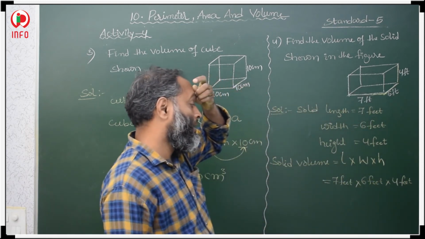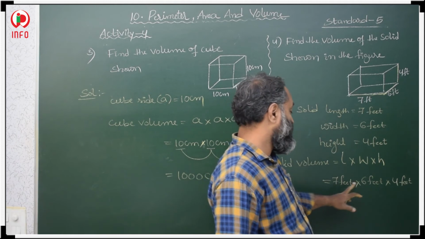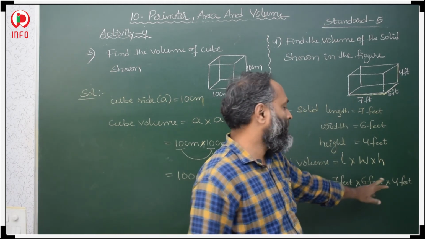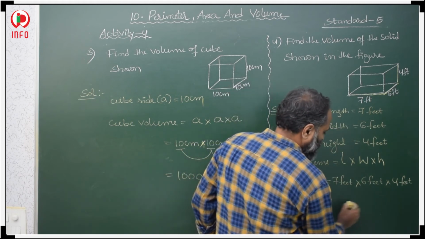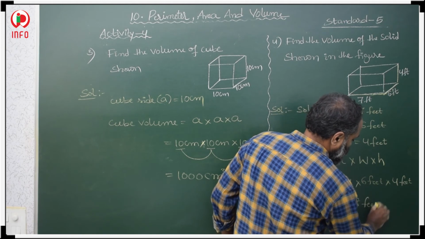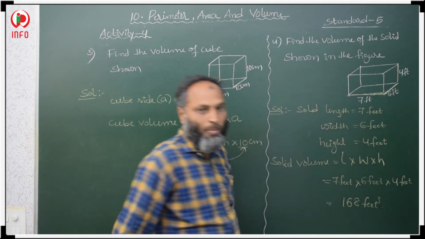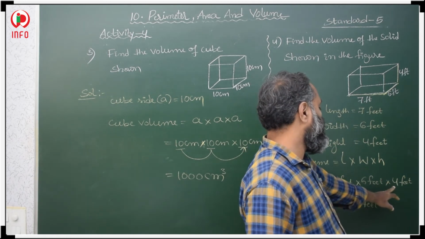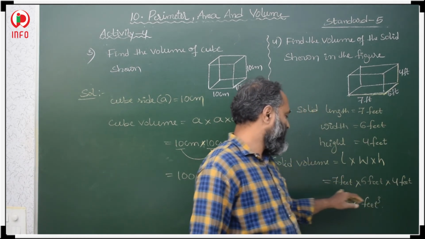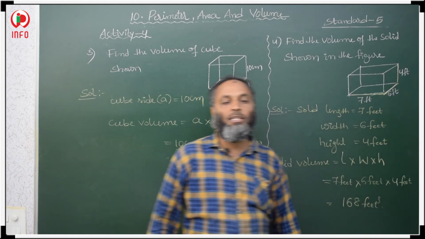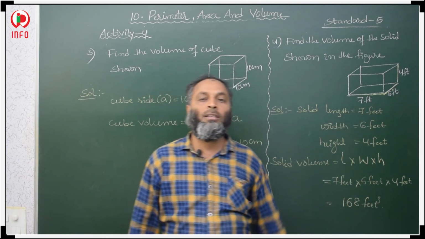Now, so 7 6s are 42, 42 4s are 4 2s are 8, 4 4s are 16, 168 feet cube. 7 6s are 42, 4 2s are 8, 4 4s are 16, 168 feet cube. This is the volume of the solid.